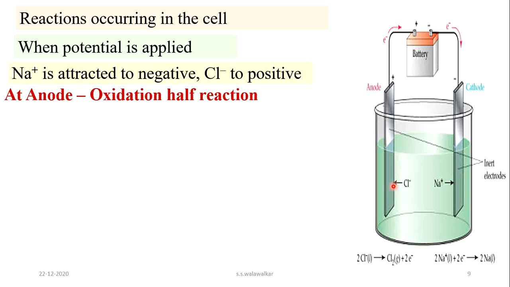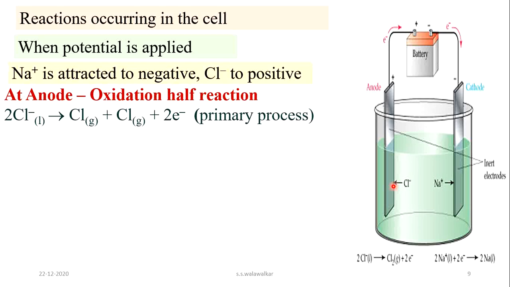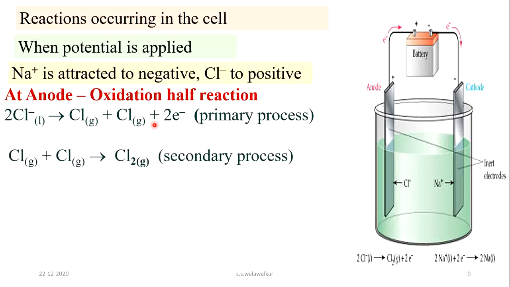And at the anode, oxidation takes place. That means loss of electron takes place. Two chloride ions lose their charge, they lose 2 electrons and form 2 chlorine atoms. But these chlorine atoms are unstable, so they combine and give you chlorine gas. This process is called a secondary process, and the earlier process is called a primary process.